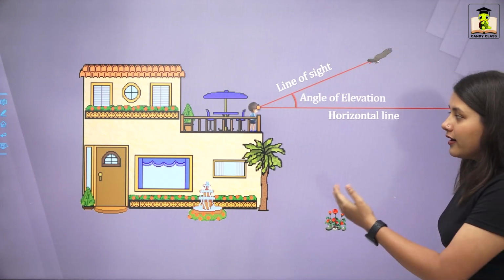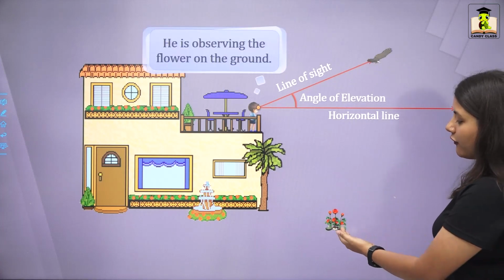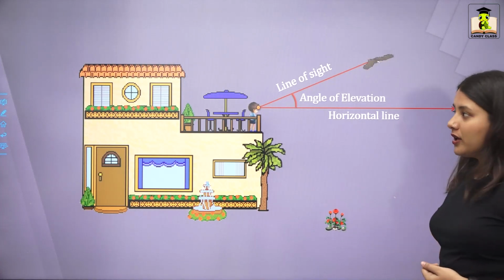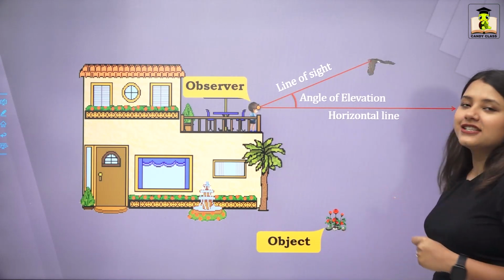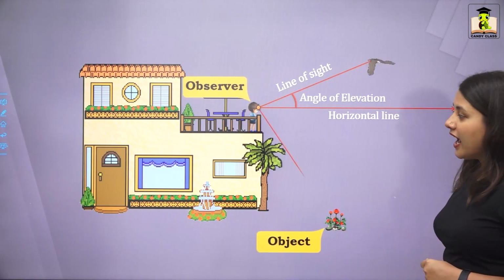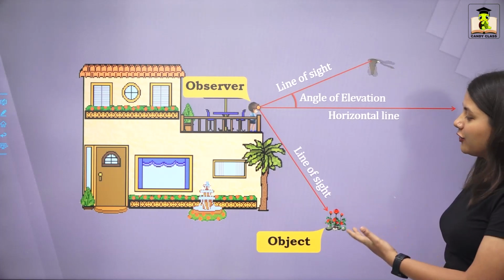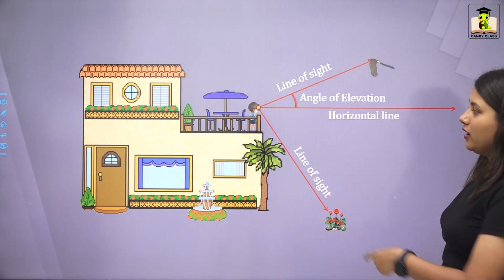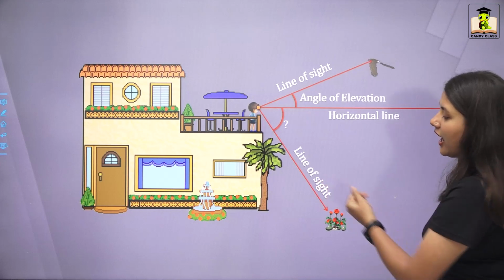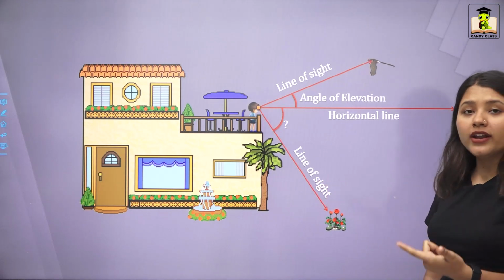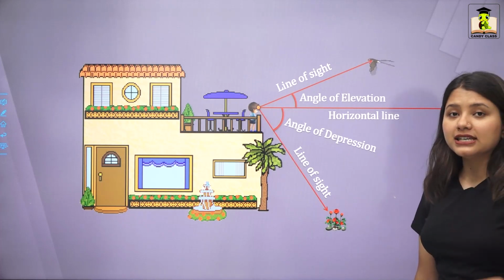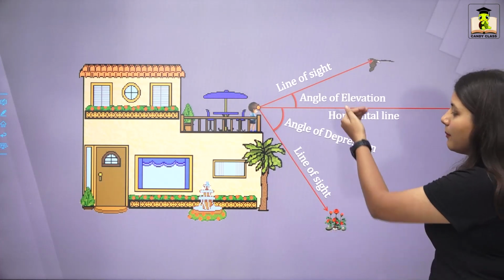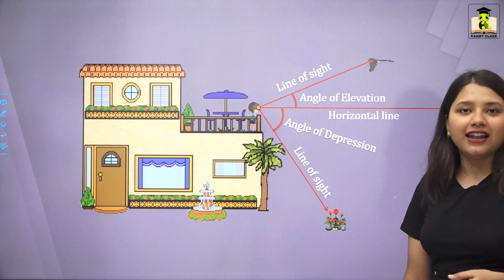Now Rohan is observing the flowers on the ground. So, in this case, the observer is Rohan and the object is flowers. And the line between them is known as line of sight, and the angle between the horizontal line and the line of sight is known as what? It is known as the angle of depression, because in this case the object is below the horizontal line.